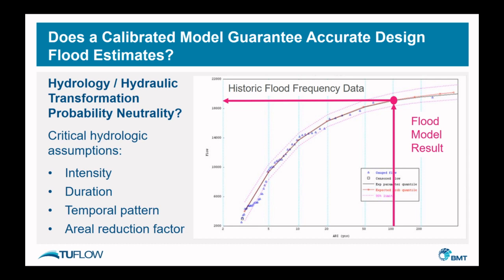So if you have your intensity wrong, or the duration or the temporal pattern or error reduction factor incorrect, you may find that the peak flows that your model produces don't translate well to what should be occurring on the ground or what does occur in the ground reality. Because of this, it's good practice to compare hydraulic design event model results against flood frequency analysis data sets, just to ensure that the magnitude of flood event you're hoping to represent in your model does translate through to what is happening in reality.